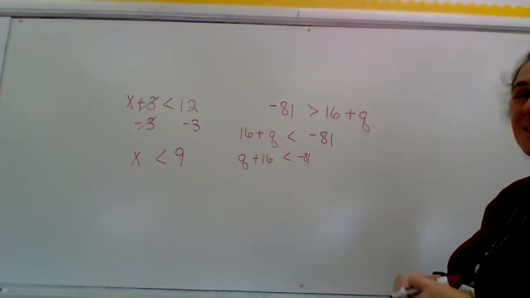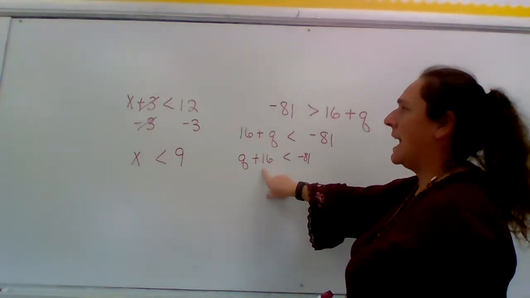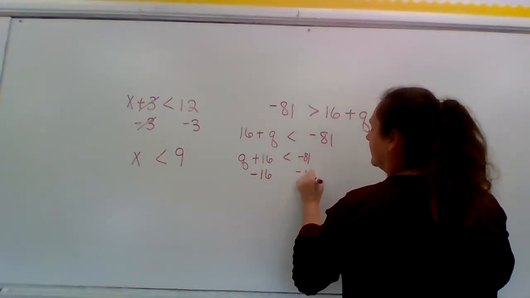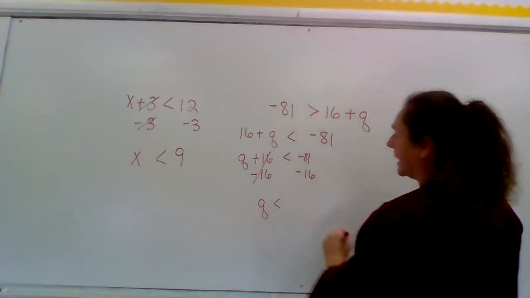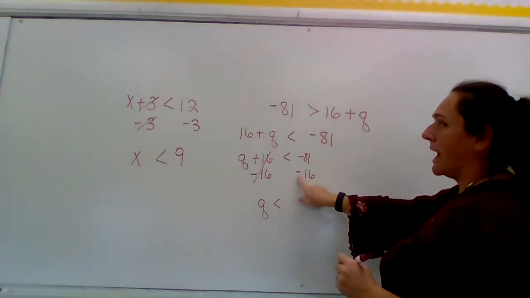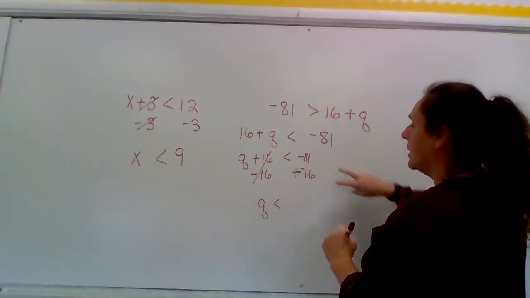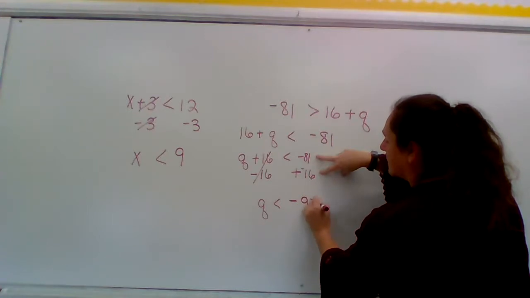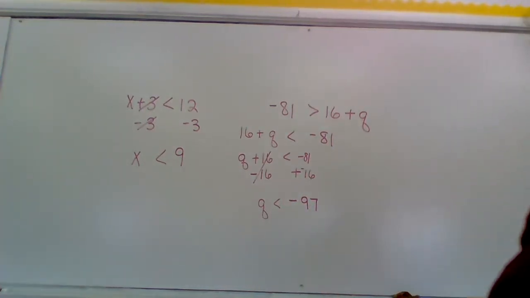And now I'm ready to solve. I've done a lot of cleanup right there. So here's my variable. I'm adding 16. So to get rid of it, I would subtract 16. This disappears, so I have q is less than. Remember, this was a subtract. You can't subtract, so you're going to rewrite that as an add, a negative. So now you're adding two negatives, so you get -97. So q is less than -97.